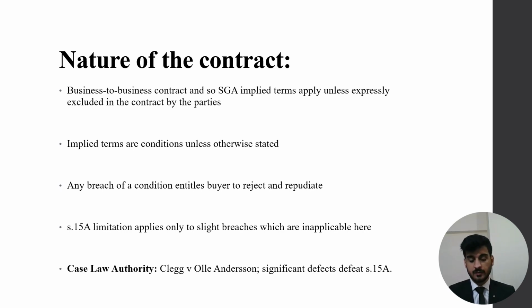On the other hand, section 15A can only be used for small flaws where rejecting the item would be unfair. As the case of Clegg versus Ole Anderson explains, the right to refuse remains intact even after acceptance or inspection has taken place if there are major or systematic flaws. In this case, the violations are so severe and widespread that a limitation under Section 15A is not possible. The statutory right to refuse is thus clearly maintained.